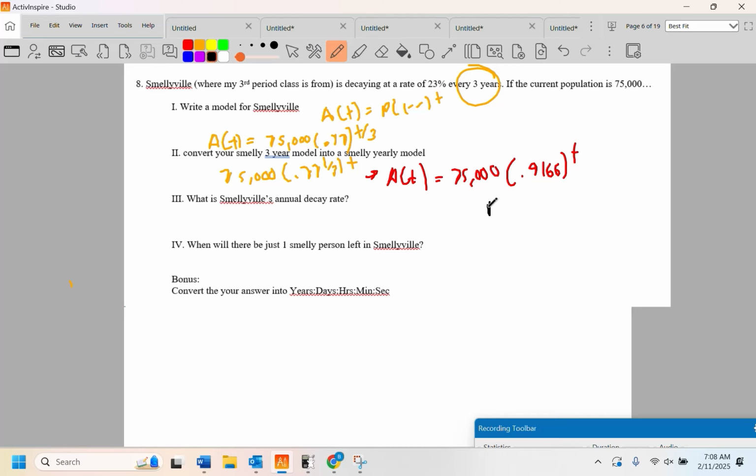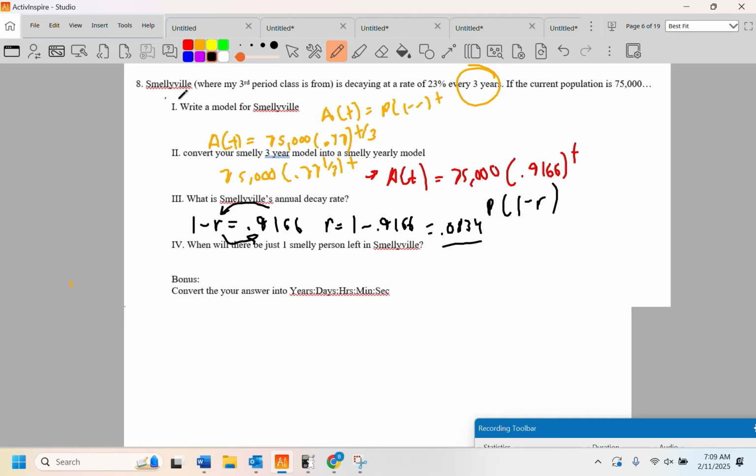What is Smellyville's annual decay rate? Another thing that I've mentioned time after time after time is how 1 minus r lines up with 0.9166. Do some shifting, kids. r is 1 minus 0.9166, which is 0.0834, I believe. I feel like that's right, but I'm pretty darn tired. 0.0834.